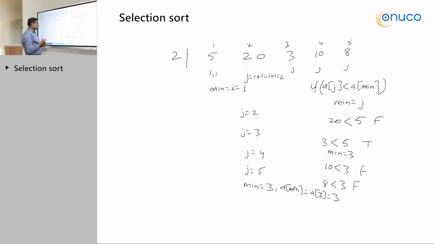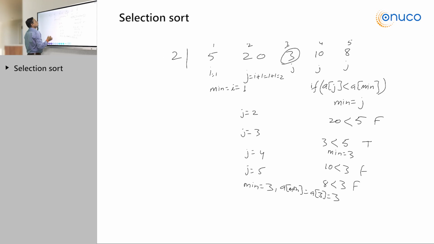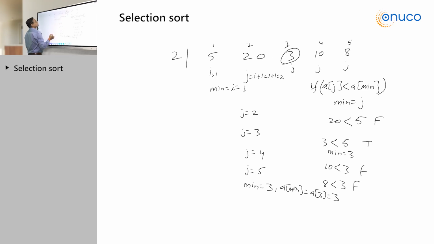Then what is next? Once you have found the min value, you are going to swap with the i value. And what is the i value? a of 1 is 5. 5 and 3 you are going to swap. Once we are done with the swapping, 3 will take the position of 5 and 5 will go to the third position, and hence again we have to perform the same task. So let us see what happens after swapping. 2, 3, right? Then you have 20, we have a 5, we have a 10 and 8.